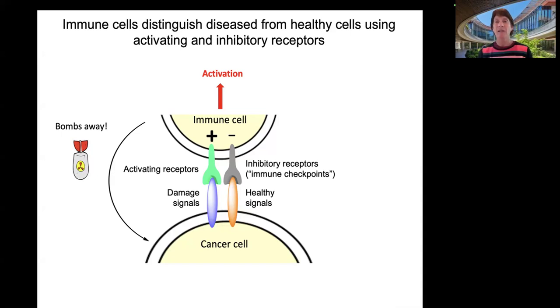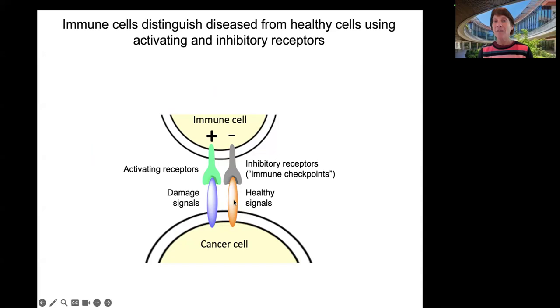What those inhibitory receptors do is they collect information on the healthy signals, and if there's enough of that information, they will literally overpower these activating signals and block the reactivity of the immune cell, so it won't launch a bomb. And you might ask, why would we do this? Why would we have these two different ways that deliver opposite messages to the immune cell?